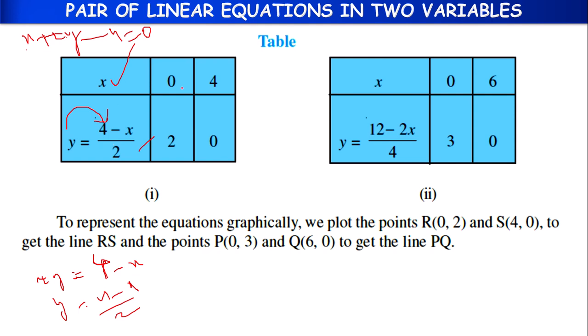So, let's take some values here. X value 0, 4 minus 0, 4 by 2, which is equal to 2. X value we can take 4, y means 4 minus 4 is 0. So, we will always take values such that the calculation will be easy. Here 4 minus 4 will be 0, so that's why we take this value. If we take 4 in the place of x, 4 minus 4 is 0, 0 by 2 which is equal to 0. So, 0 comma 2 and 4 comma 0 are the points satisfying the equation.